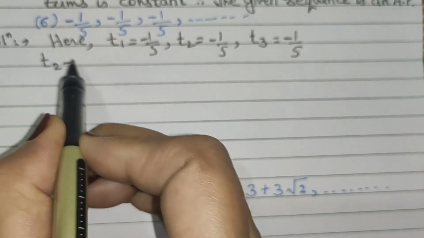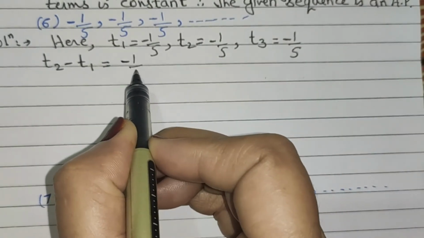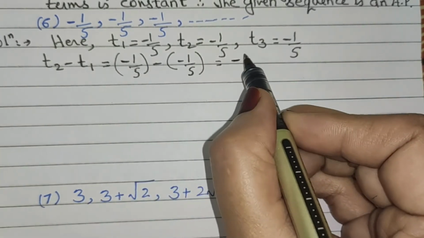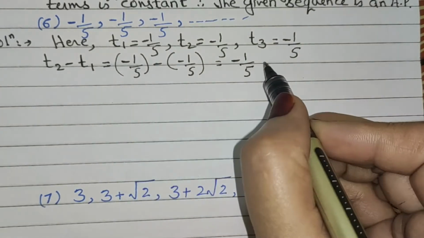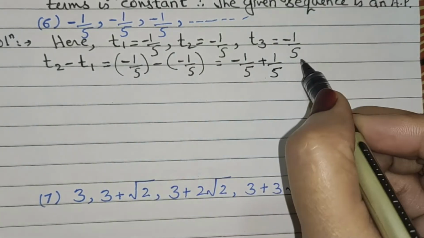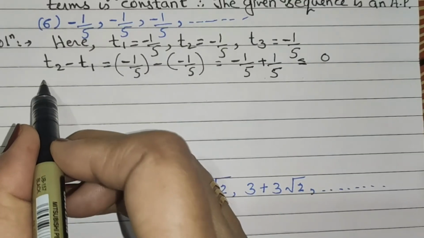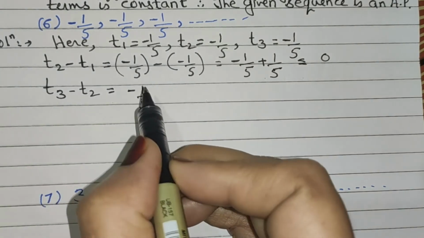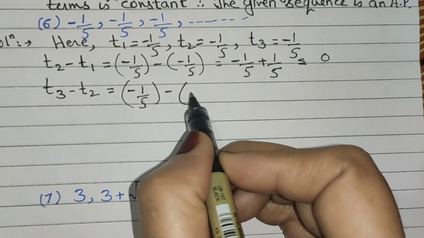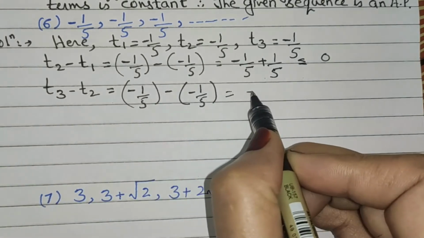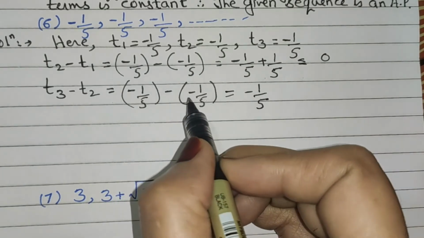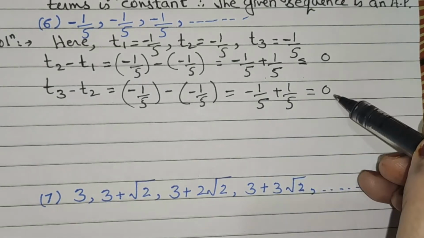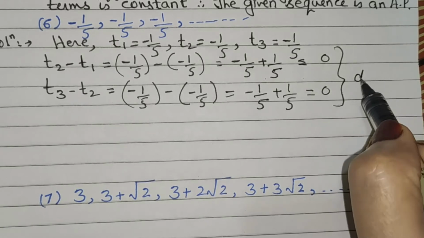Now find out the difference. T2 minus T1 is equal to -1/5 minus of -1/5. Solve it, we get -1/5. Now negative into negative, positive, plus 1/5. We get here 0. Now the next one, T3 minus T2 is -1/5 minus, now value of T2 is -1/5. Open the bracket, we get here -1/5. Negative into negative, positive, 1/5. Now here also 0. Now the differences are same here. Therefore, the value of D is equal to 0.